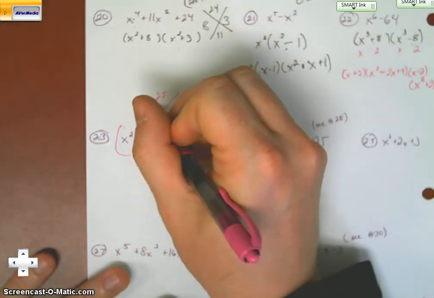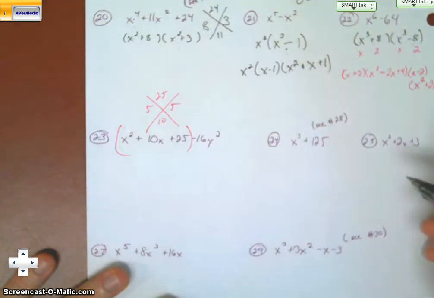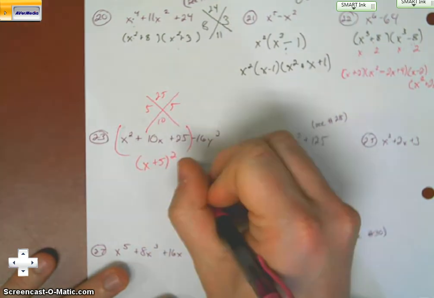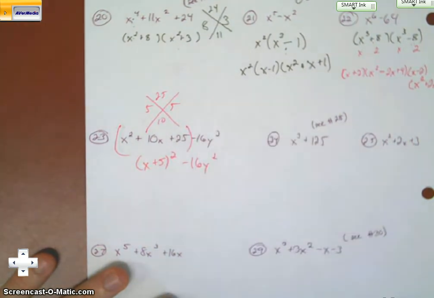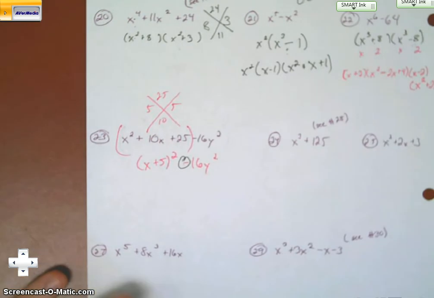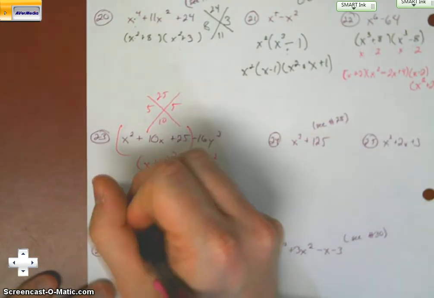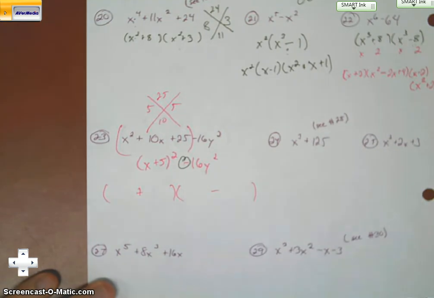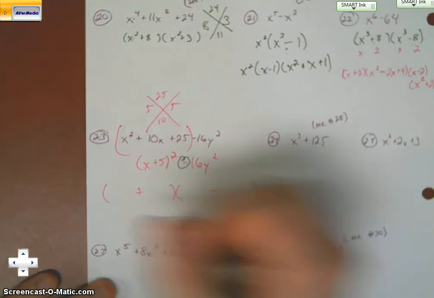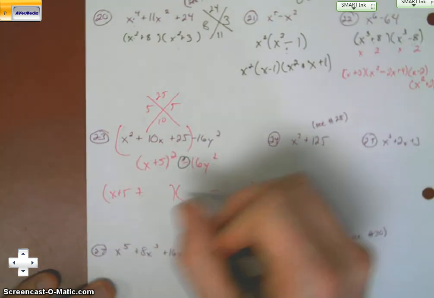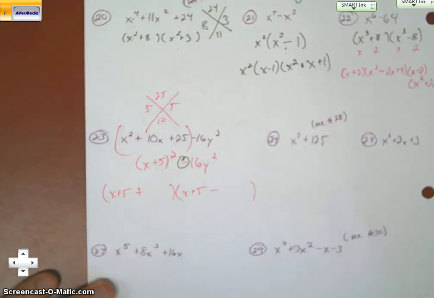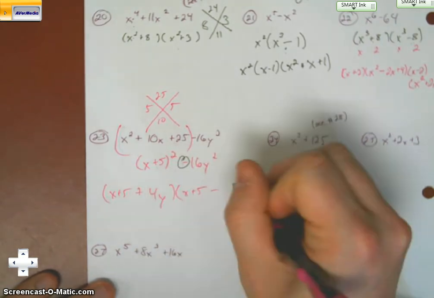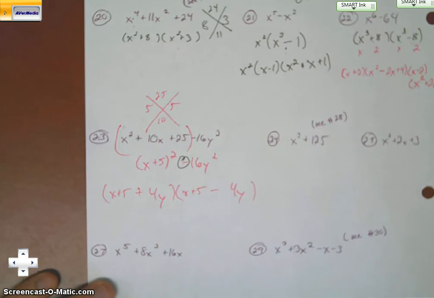Well, looky there, isn't that just amazing? The insides of the parentheses are the same. So we end up with actually another perfect square, which has a minus sign in the middle. Well, what's x plus 5 squared a perfect square of? x plus 5. What's 16y squared a perfect square of? 4y. Done.